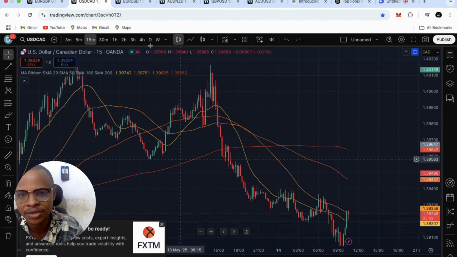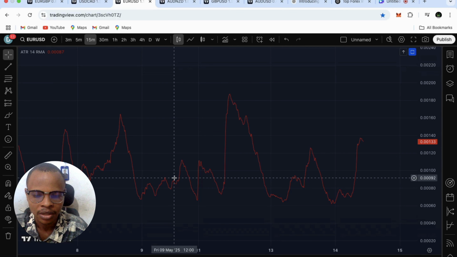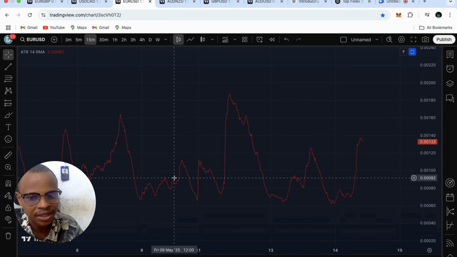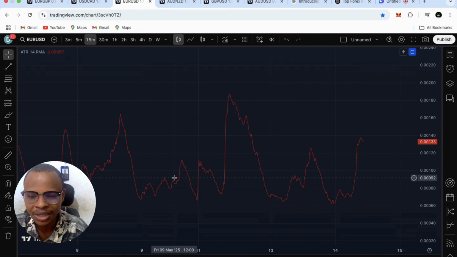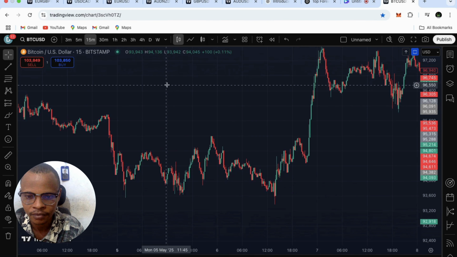Now, third on our list, we have the ATR, which stands for average true range. What is ATR? ATR is an indicator used for setting stop loss. Basically, it helps us to determine the volatility of the market. Example, let me give you guys an instance here.